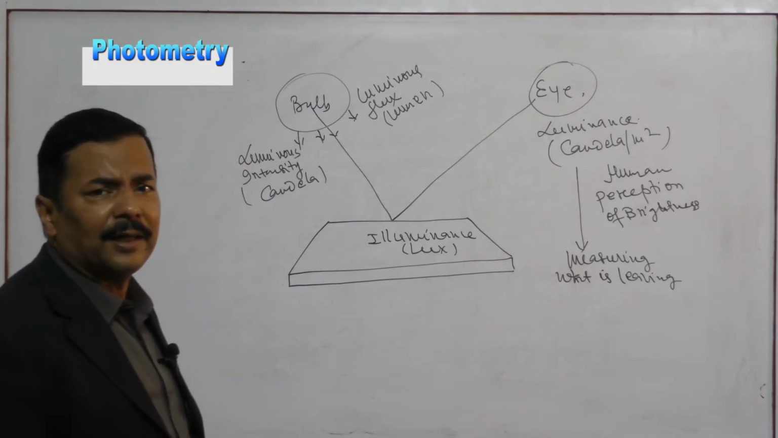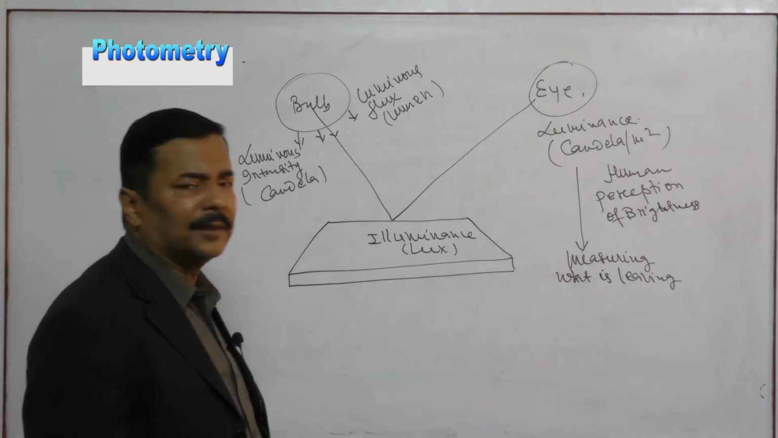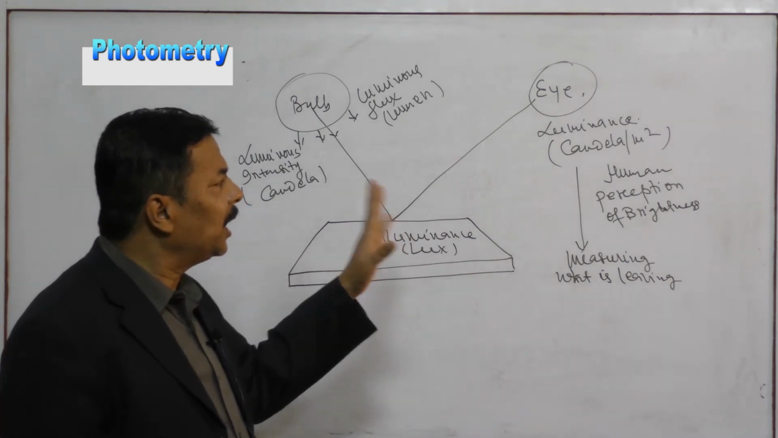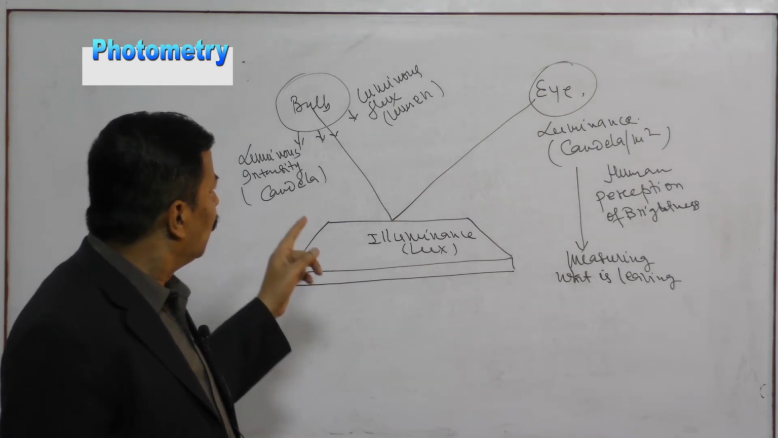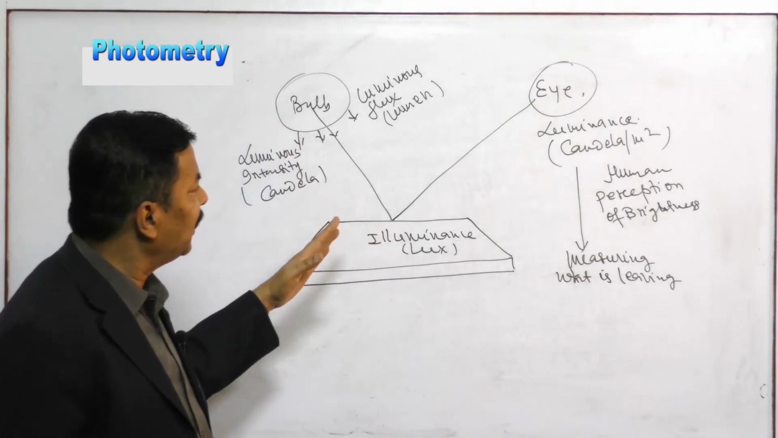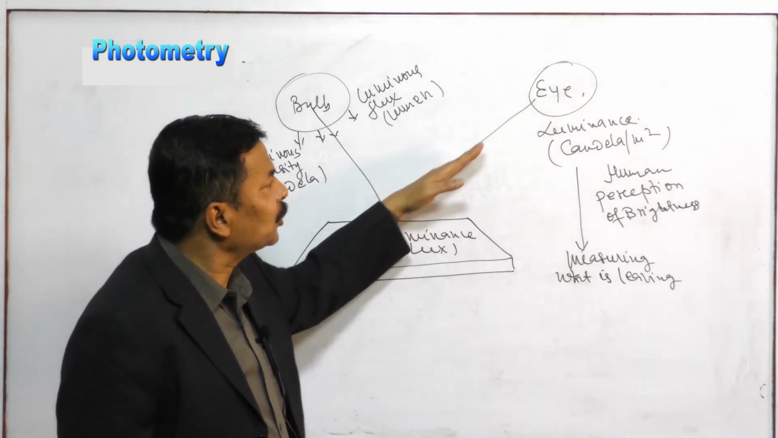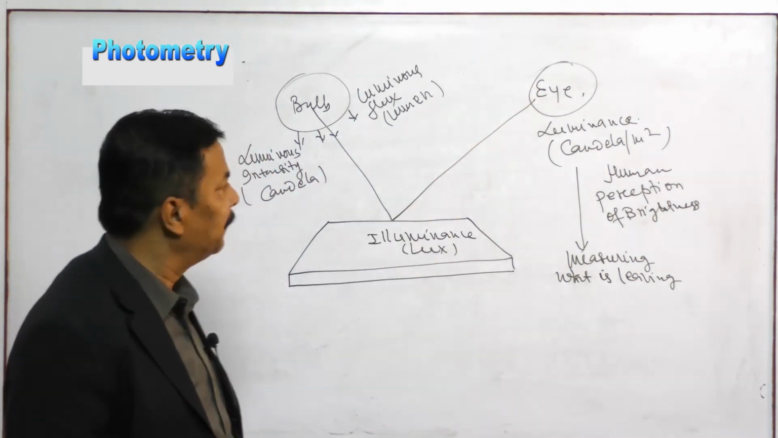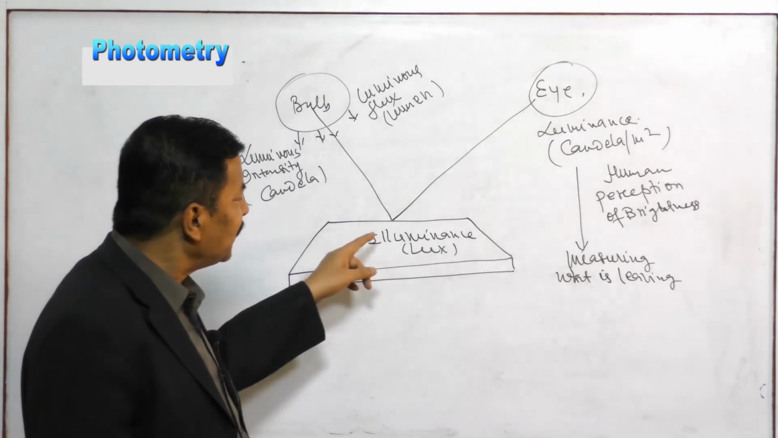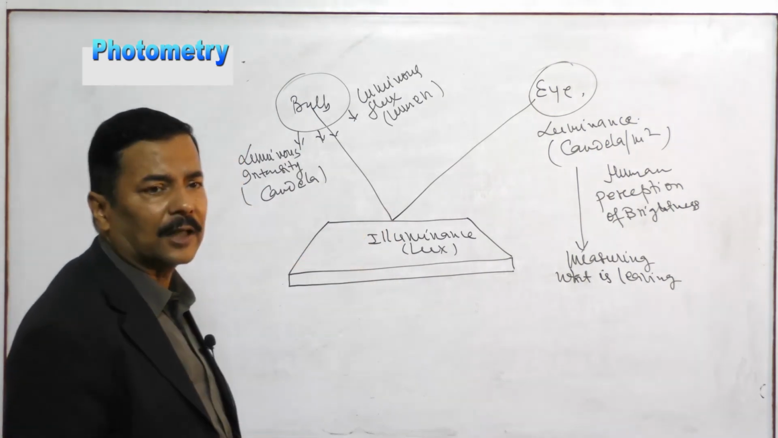A student has a very good confusion in luminance and illuminance. This thing has to be clearly understood. Illuminance and luminance are not the same. Whenever you are using a bulb, the light falls on the surface and then a portion of it reflects towards the observer and goes to the eye. So what is falling on the surface, that is illuminance. What is falling, the incoming light, that is illuminance, that illuminates the surface.